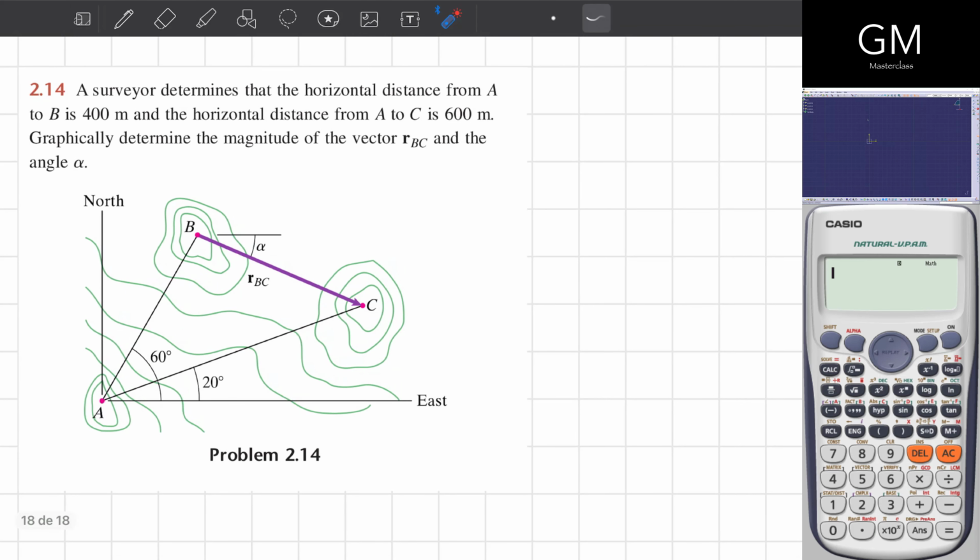We will solve the following exercise. Exercise number 2.14. A surveyor determines that the horizontal distance from A to B is 400 meters, and the horizontal distance from A to C is 600 meters. Graphically determine the magnitude of the vector RBC and the angle alpha.